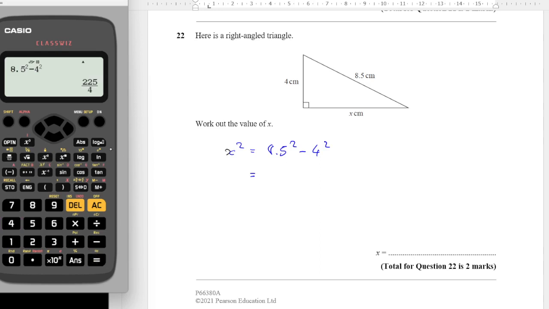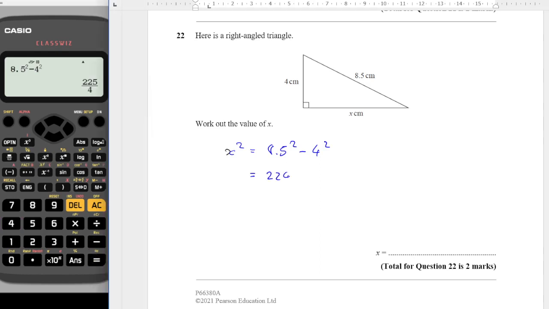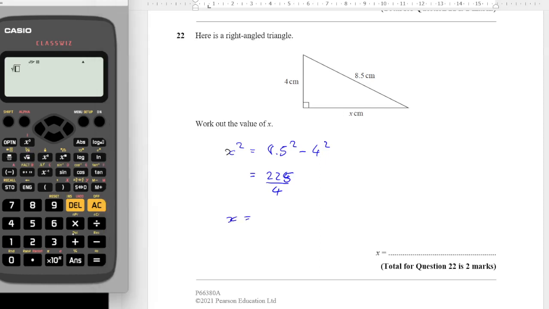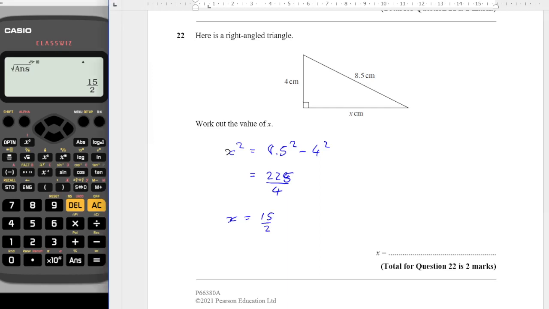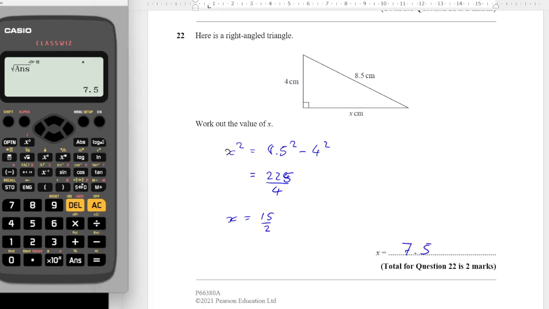So that gives me 225 over 4. So square root that, so x is going to be equal to the square root of the answer, so 15 over 2. So I'd write that as a decimal, since the question is in decimals, so I'd write that as 7.5, there we go.